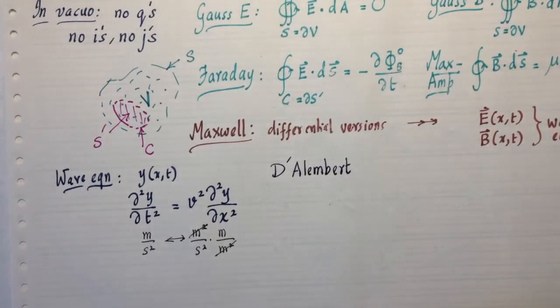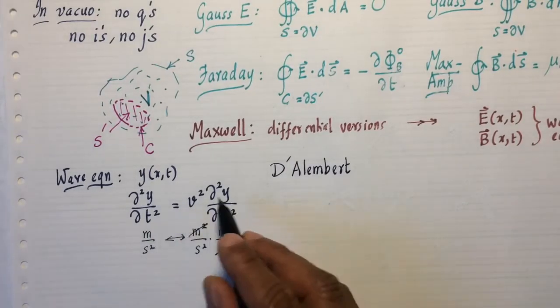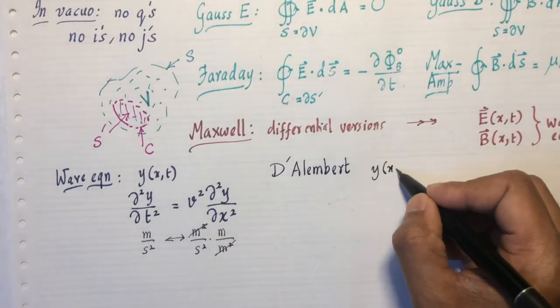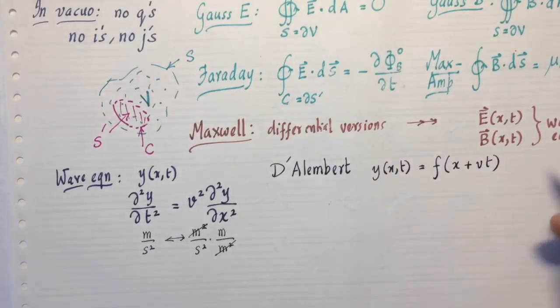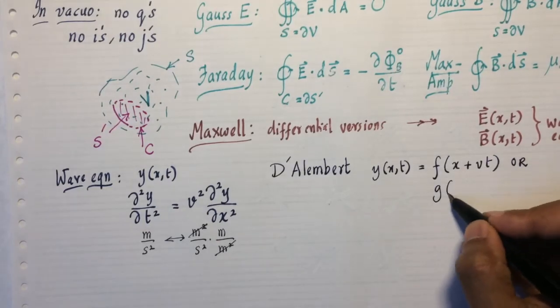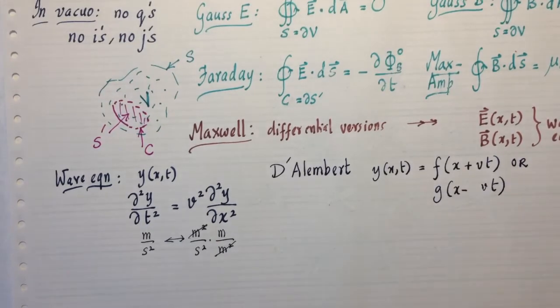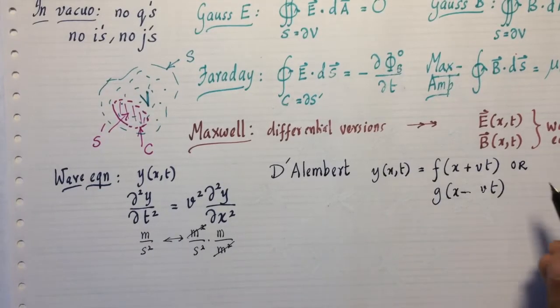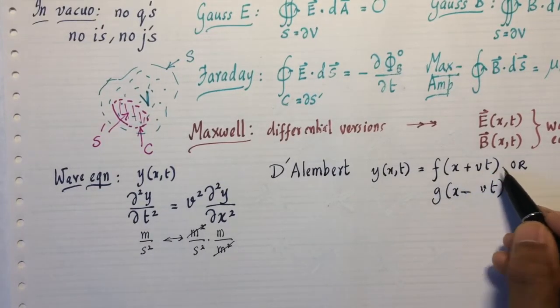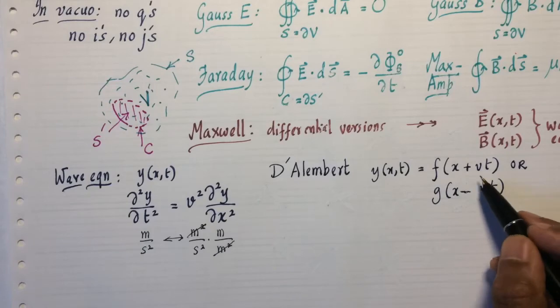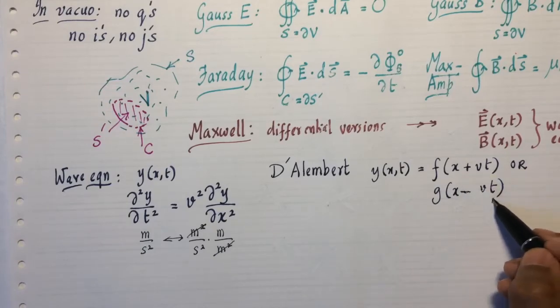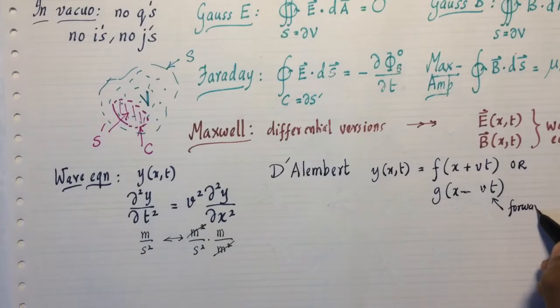So D'Alembert showed that solutions to the wave equation are of the form y of x comma t is any function f of x plus vt or any function g of x minus vt. So he's had two kinds of solutions. One is the ones with x plus vt and the other is x minus vt. The interesting thing is the combination. This is for the forward moving wave with a minus sign, and the plus sign is with the backward moving wave.